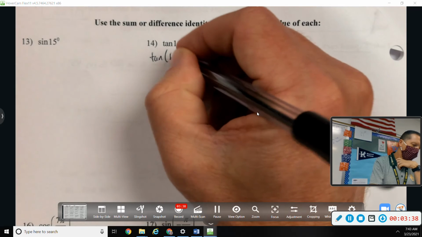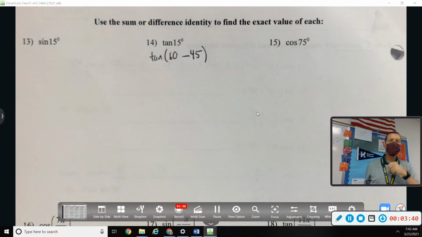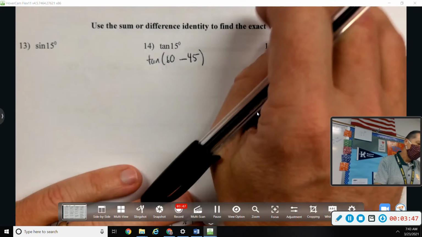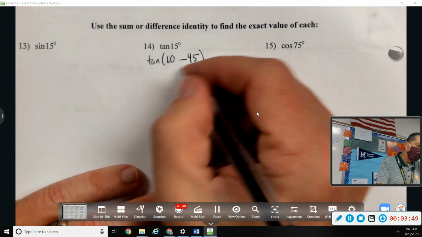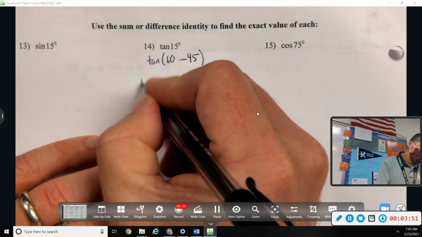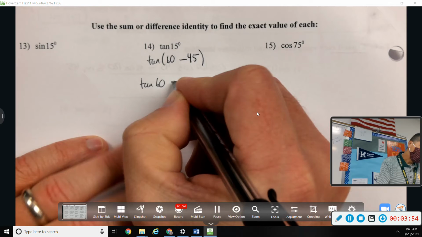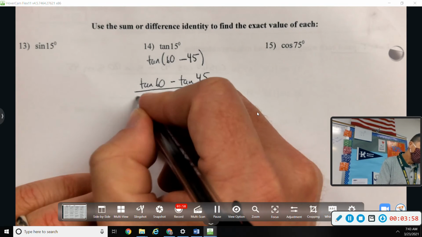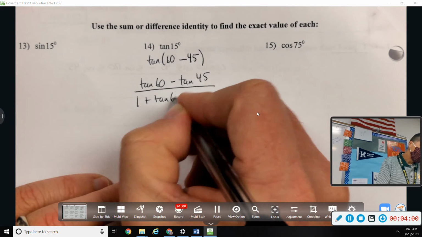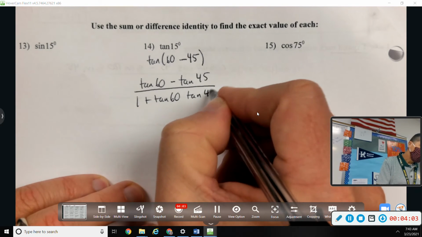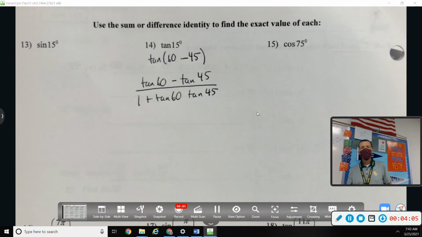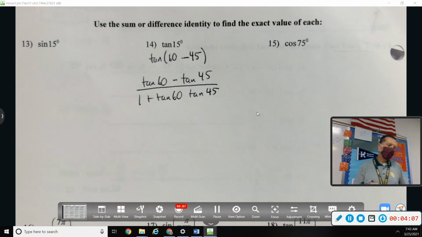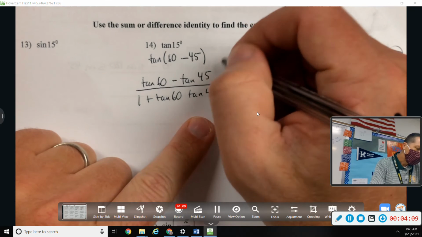Okay. So there's 2 ways to do that one. You could do 45 minus 30 or 60 minus 45. And I guess there's other crazier ways that you probably wouldn't want to mess with, but we'll do it this way. So from the formula, that's tangent 60 minus tangent 45 over 1 plus tangent 60 tangent 45. And now we got to know all those values.